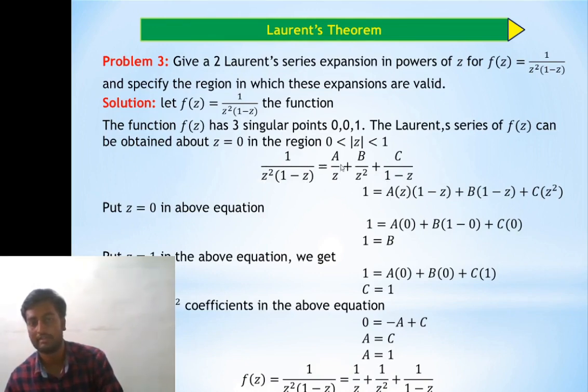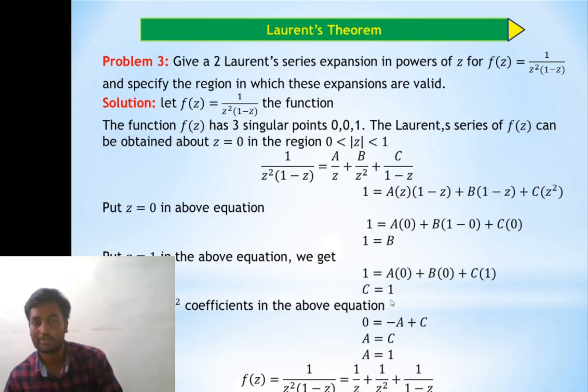1 equals a into z into 1 minus z, plus b into 1 minus z, plus c into z square. Now put z equal to 0 in the above equation. The first term is 0 and the third term is also 0, so b equals 1. Put z equal to 1: the first term is 0 and the second term is 0, and c equals 1.